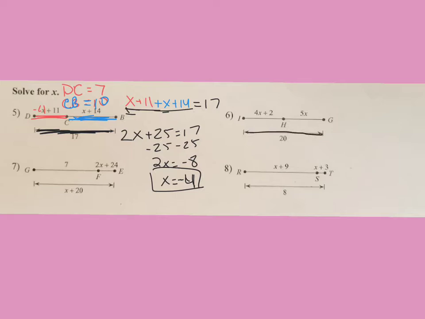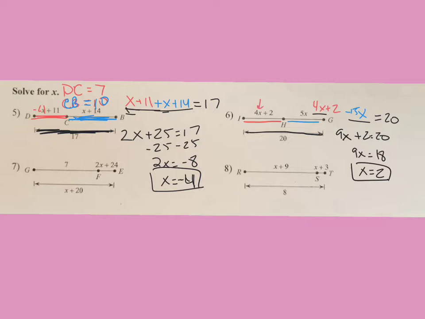I have a black piece. I always find the biggest piece first because it's easy for me to just put equal to 20. Now I'm going to do the red piece, which is 4x plus 2, and the blue piece, which is 5x. So together I end up with 4x and 5x is 9x plus 2 equals 20. Subtract 2 from both sides, 9x equals 18, x equals 2. So I have an answer for x.